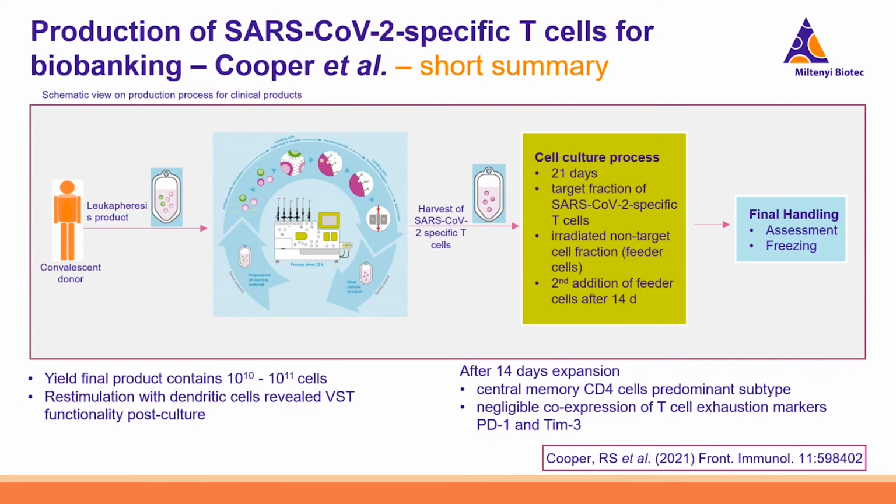After 14 days of expansion, central memory CD4 positive cells are the predominant subtype. Furthermore, and as stated, the expanded virus-specific T cells showed negligible co-expression of T cell exhaustion markers PD1 and TIM3 in both the CD4 and CD8 compartment, indicating the cell culture expansion has not induced an exhausted T cell phenotype. All this and much more detail can be found in the original publication, and you find the information below.